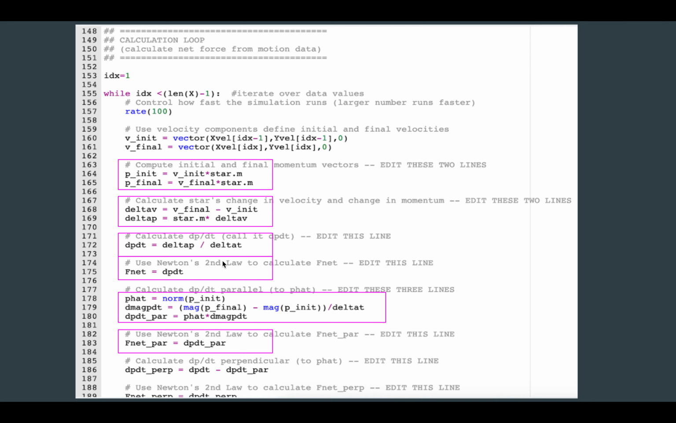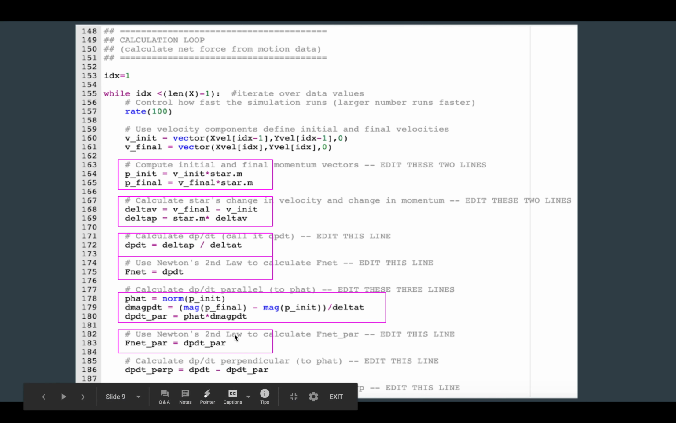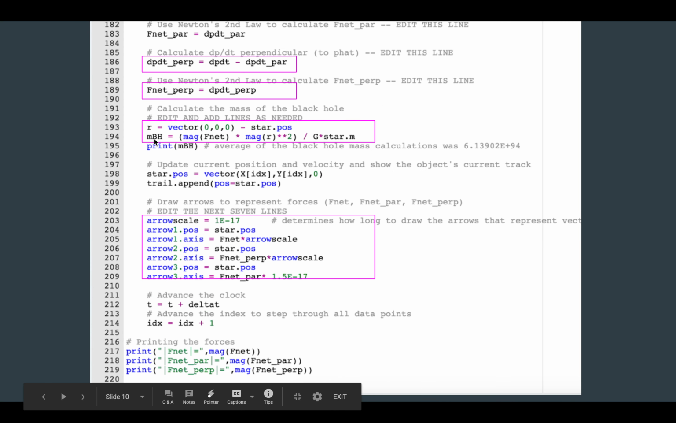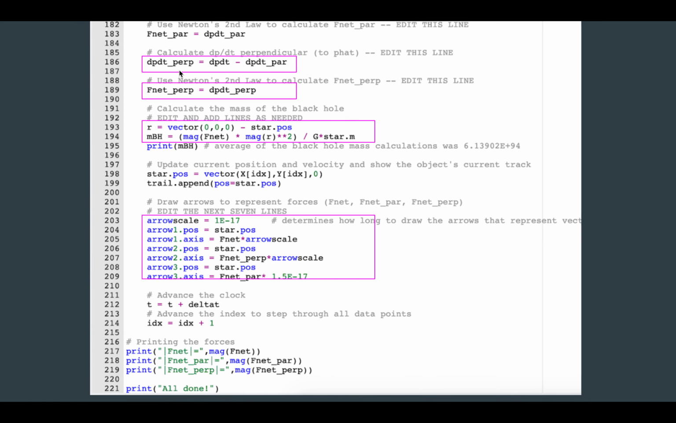Moving on, the rate of change of momentum is equal to the change in momentum over the change in time, and net force, using Newton's second law, the concept we talked about before, is equal to the rate of change of momentum. Moving on to the next important part, the parallel component of the net force is equal to the parallel component of the rate of change of momentum. Here, the perpendicular component of the net force is equal to the perpendicular component of the rate of change of momentum.